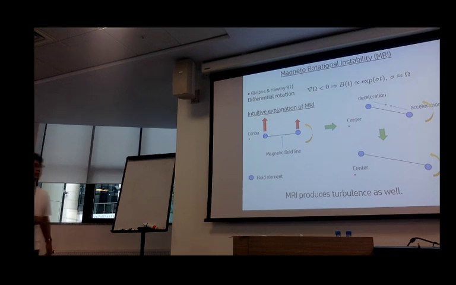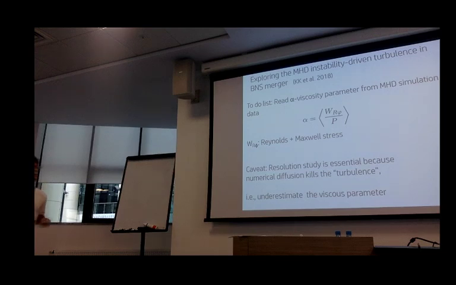You need a negative gradient of the angular velocities. Then after the merger, the remnant is formed. Inside the remnant, the MRI sustains the magnetic turbulence state. So what we have to do is first read the so-called alpha viscosity parameter from the MHD simulation data, which is defined by the stress term divided by pressure. We can read it directly from MHD simulation.